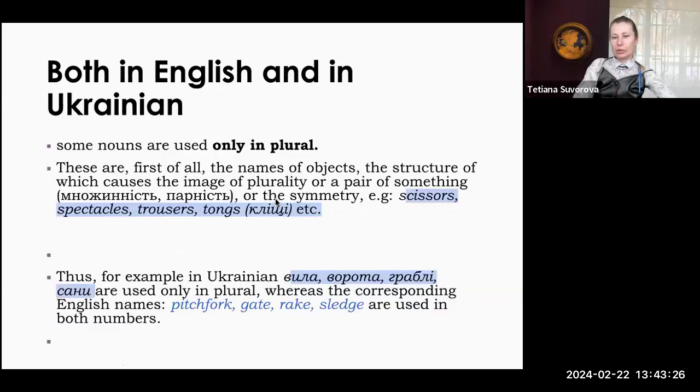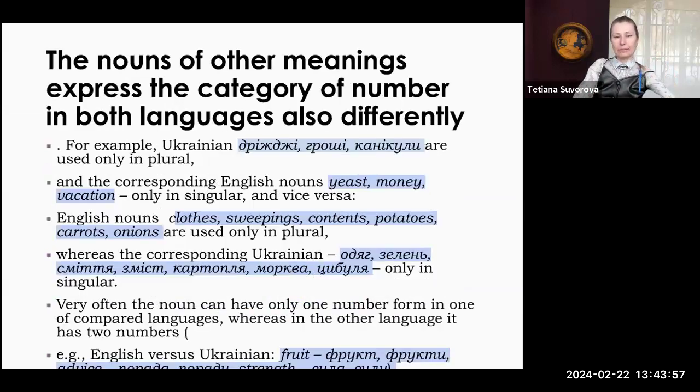Well, and only in plural: scissors, spectacles, trousers, tongs, кліщі, наприклад, in Ukrainian, yeah? And in Ukrainian, only in plural: вила, ворота, граблі, сани. While in English, these are singular. Have a look: pitchfork, gate, rake, sledge. So it's important to know when you translate things that our singularia tantum is expressed through our pluralia tantum always.